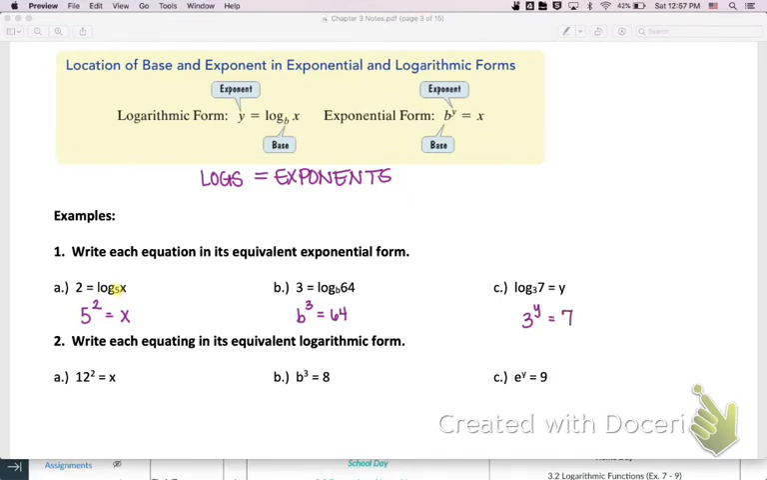Now we can go in the opposite direction and take its exponential form and switch it to log form. So if I have 12 squared equals x, the base is 12. So I know that this has to be the log base 12. Logs equal exponents. So the 2 has to go on the other side, which means I want the log base 12 of x. So go ahead and take a couple of seconds to try B and C. I'll be back in 3 seconds.